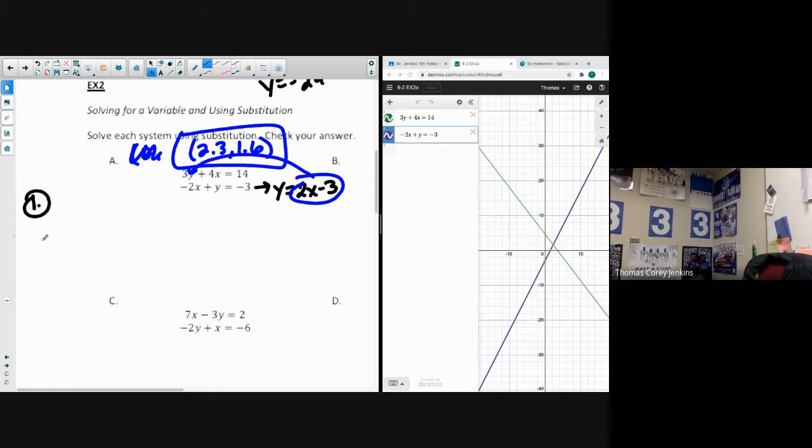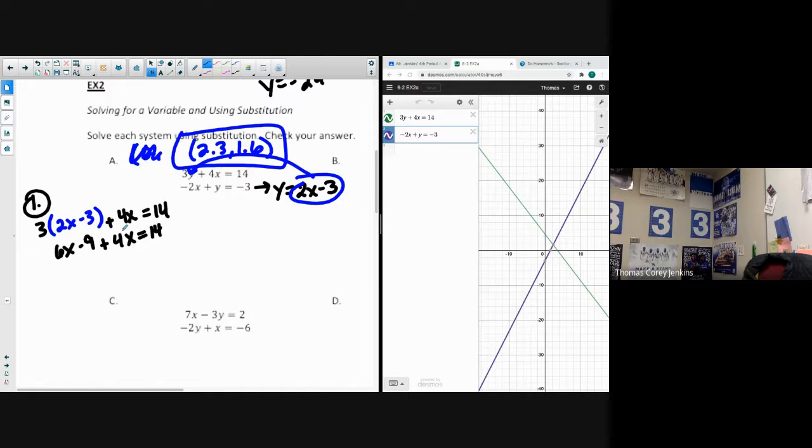So step 1 here, we've got 3 times y, all right? And that's our substitution. It's going to be 2x minus 3 plus 4 times x equals 14. Okay, now you've got quite an equation you have to solve here. Step 1 would be distribute. 3 times 2x is 6x. 3 times minus 3 is minus 9. And we just copy the rest.